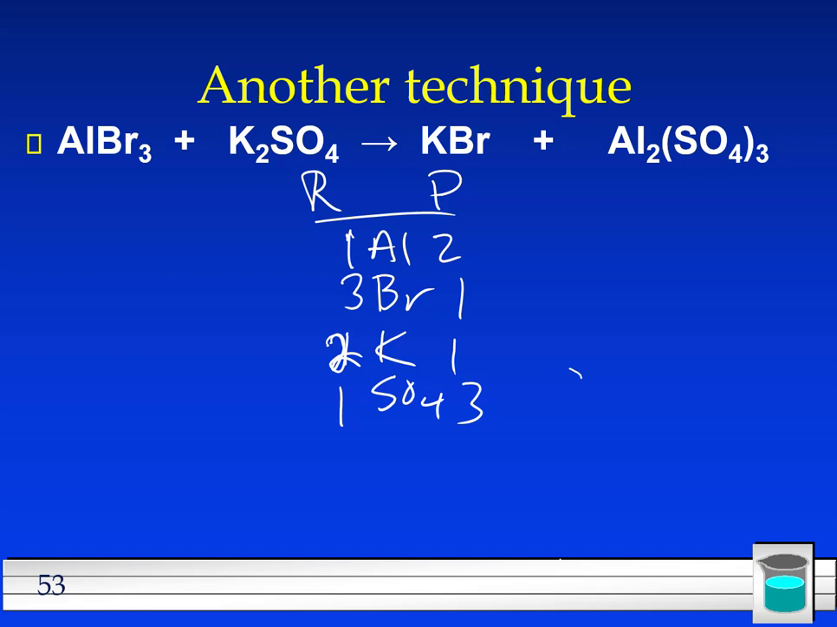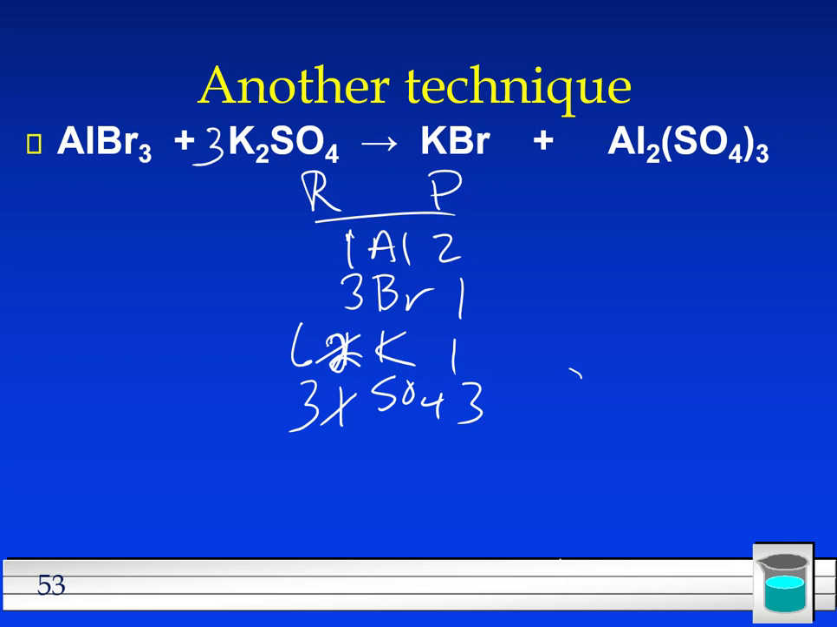But the key is, it makes SO4s easy to fix. So 3 in front of K2SO4. That gives me 6 Ks and 3 SO4s. See how quick that made the SO4? That's easier than 3 and 12. And that's when only one of them has a polyatomic ion. Imagine if both of them had polyatomic ions.